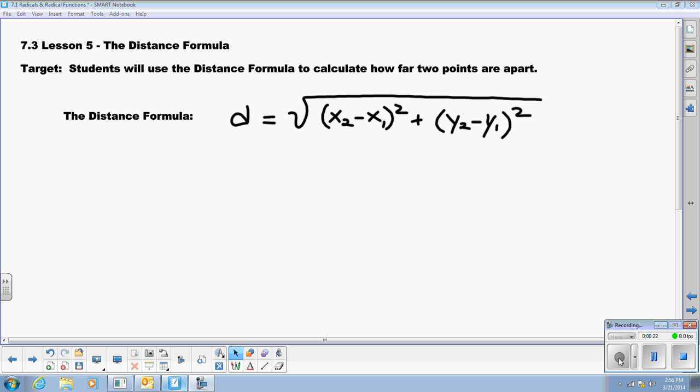So take a moment to pause the video. Please copy down the distance formula that I have here, and then you can restart the video. And I'll show you how the formula was created and how it's used.